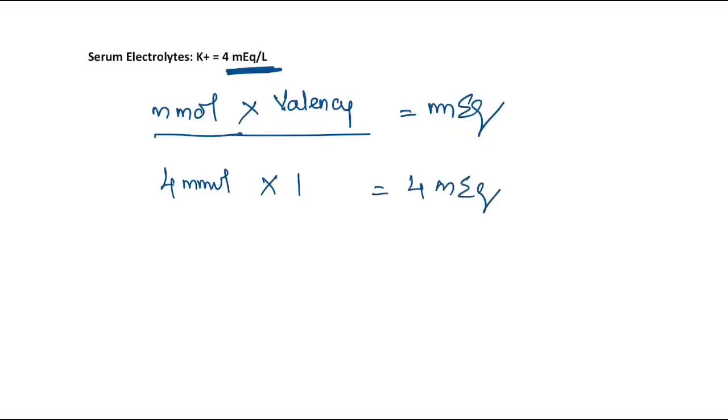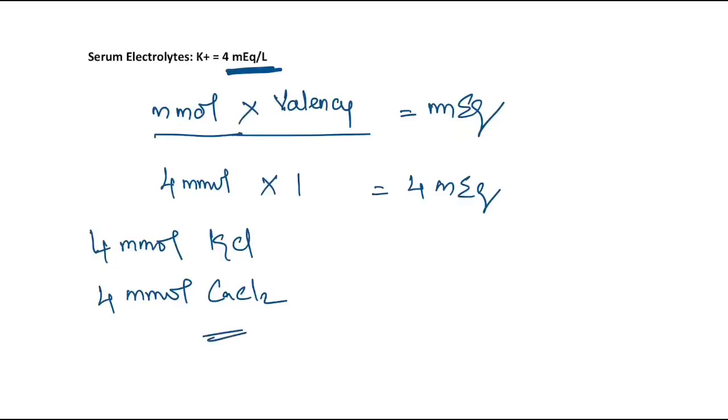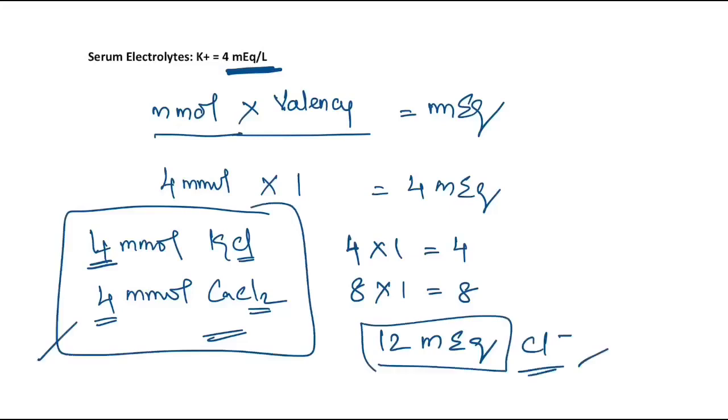If we have, let's take a solution which has 4 millimoles of potassium chloride and 4 millimoles of calcium chloride, we have to find out how much milli equivalence of chloride is in the given solution. For that we have to multiply 4 into 1, that is 4 millimoles of chloride, which has the valency of 1, that gives rise to 4 milli equivalents. In the second chemical, 4 into 2, so it has 8 millimoles of chloride into 1, that gives rise to 8. So totally we have 12 milli equivalents in this given solution. So this is how we convert millimoles to milli equivalents.